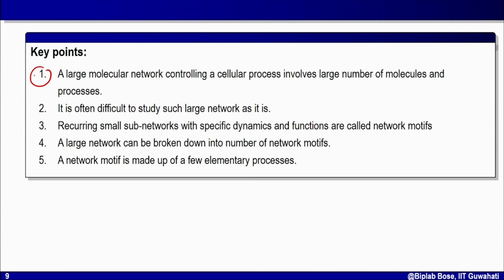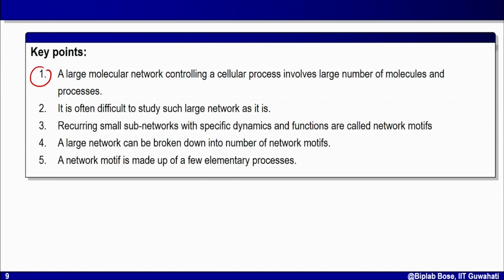A large molecular network controlling a cellular process involves a large number of molecules and processes. It is often difficult to study such a large network as it is, whether you do it experimentally or mathematically. Interestingly, there are recurring small subnetworks, which we call network motifs, with specific dynamics and functions. So we want to break down the large network into small network motifs and try to study them or create mathematical models for them. A large network can be broken down into a number of network motifs. On the other hand, a network motif is made up of a few elementary processes.